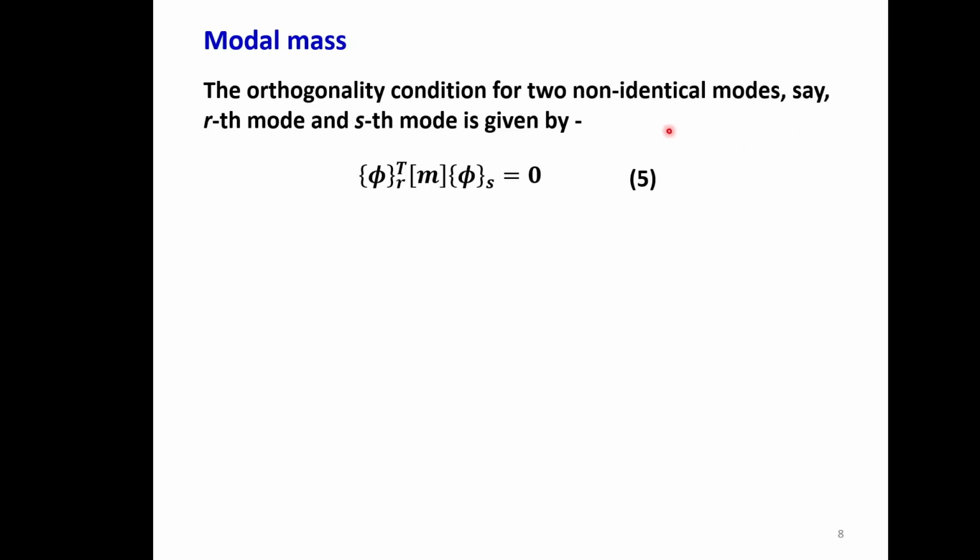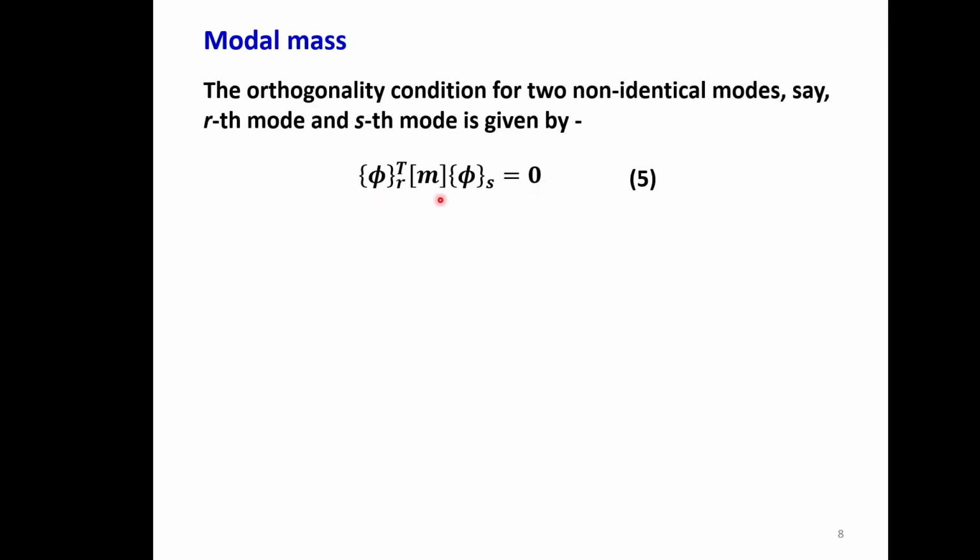Something like that, their product is 0. As if one vector is perpendicular to another, their product will be 0. So a similar situation arises here. We have taken the rth mode and the sth mode, two distinct separate modes, and we have taken their multiplication with mass in between. So it is phi r transpose m phi s is equal to a scalar 0.